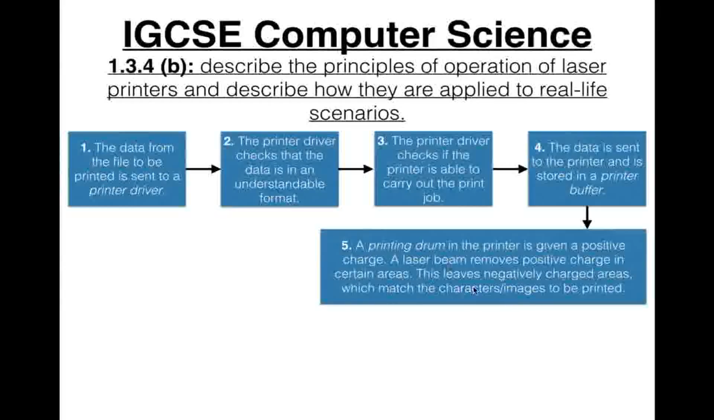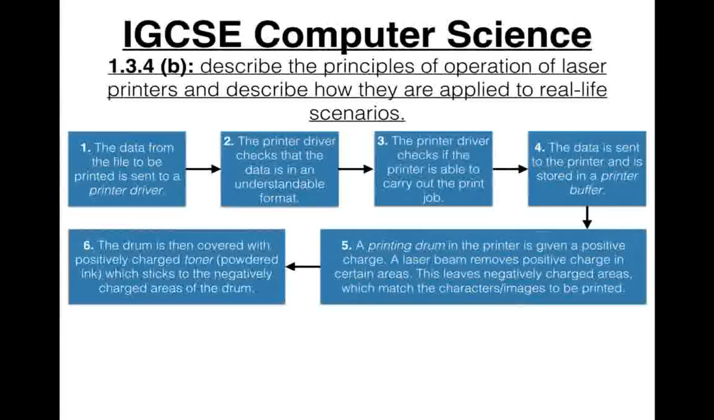So it's given a positive charge, and a laser beam removes positive charge in certain areas on the drum. This, of course, leaves negatively charged areas which match the characters or images to be printed, which is pretty cool. The drum is then covered with positively charged toner, or powdered ink, which sticks to the negatively charged areas of the drum. So that's how it happens.